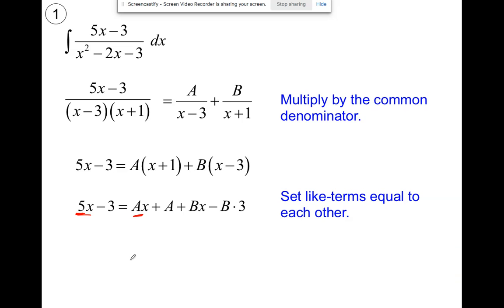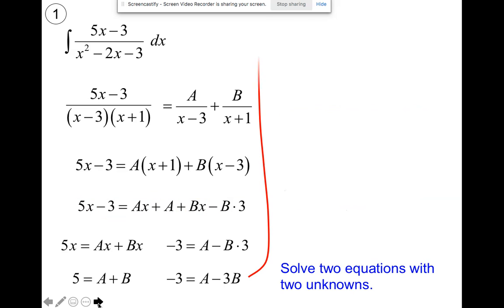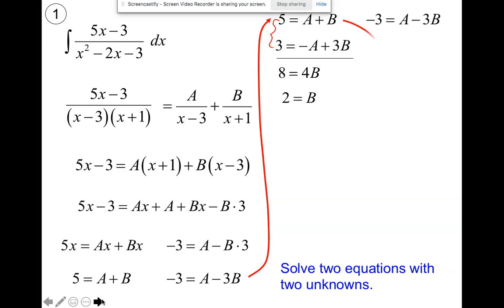5x has to be equal to ax, right? And the bx, right? X terms have to combine. Constants have to combine. Now I have two equations with two unknowns. I'm just going to do algebra 1 and solve the system. Multiply through by a negative. Add these two together. The a's drop out. I solve for b. And then I resubstitute and solve for a.